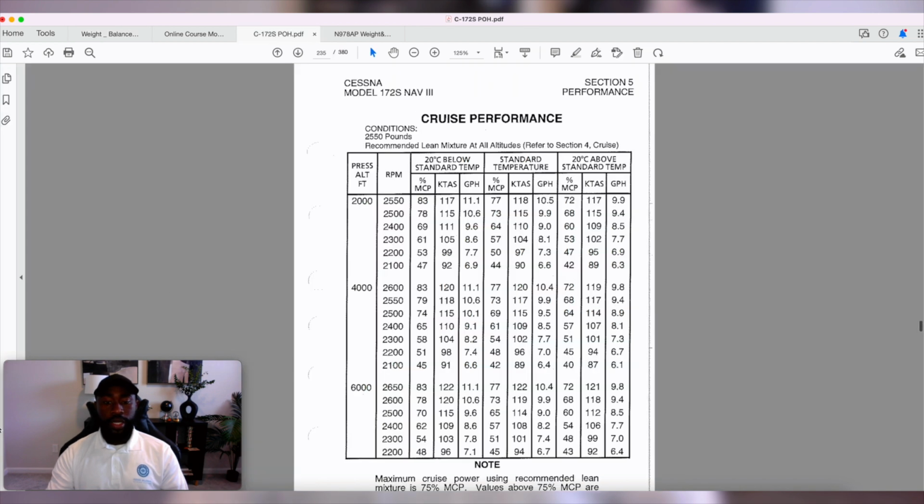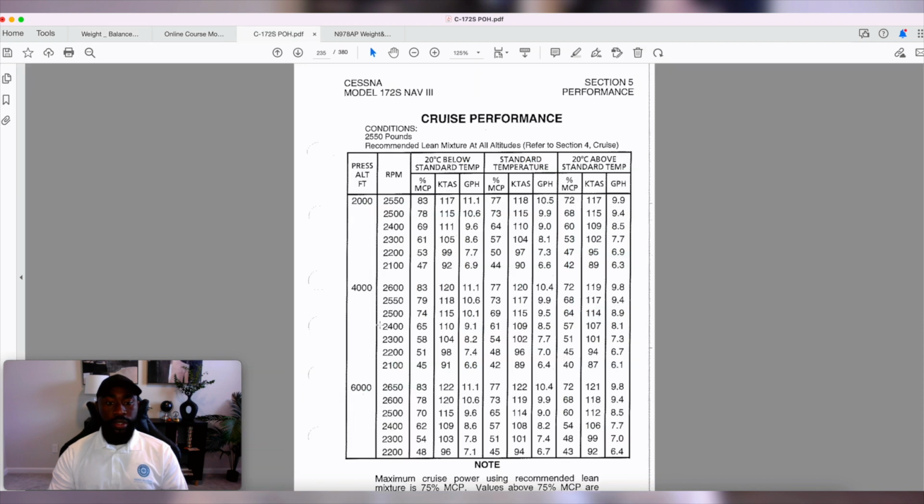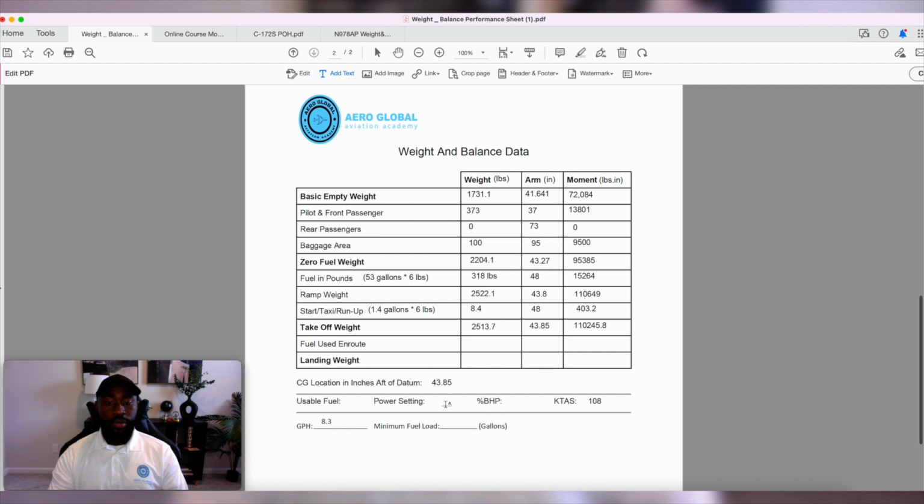So I'm using 24 right here. So it says standard temperature at 2,400 RPMs, your true airspeed will be 109 and it will be 107 with 20 degrees above standard. So what I'm going to do is I'll just interpolate between both and I'll say my true airspeed is going to be 108. And my power setting, like I said earlier, I'm going to be using 2,400 RPMs. So I'll just put 2,400 RPMs right there.